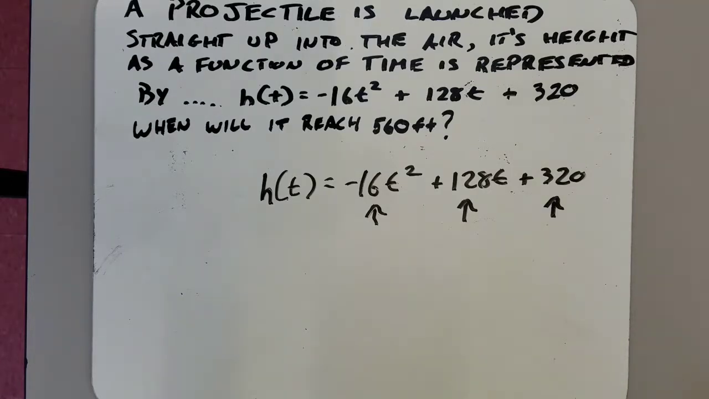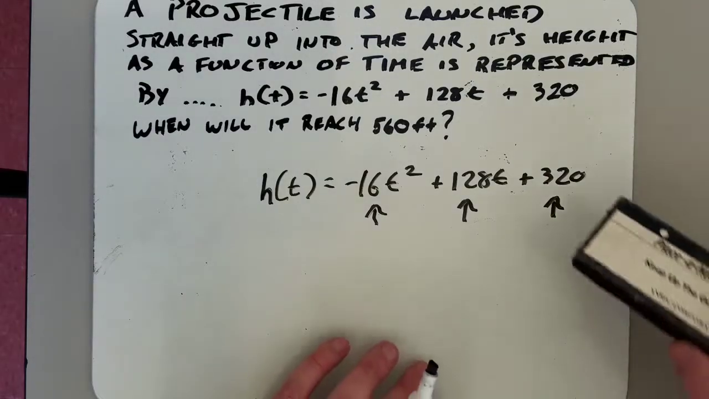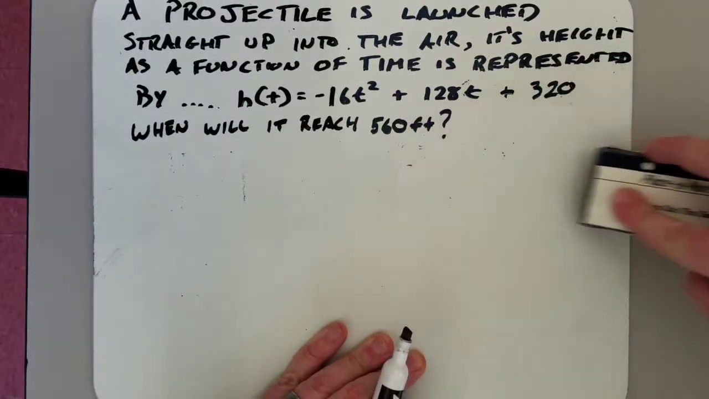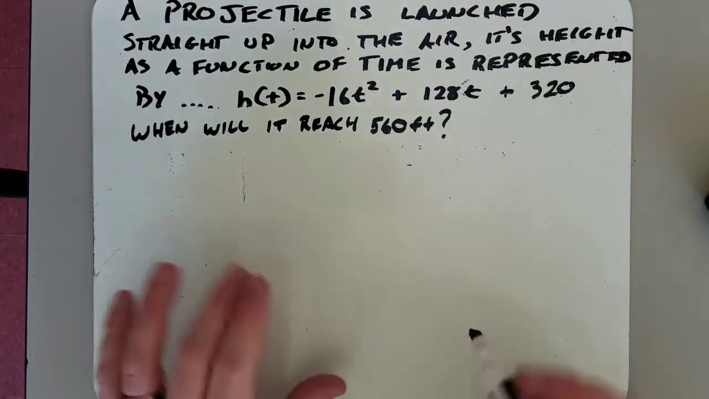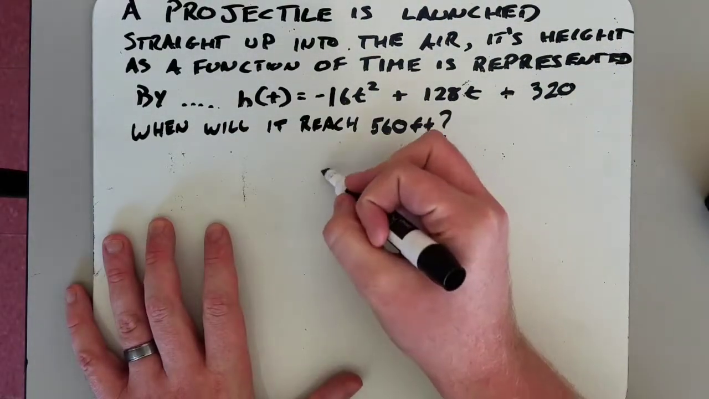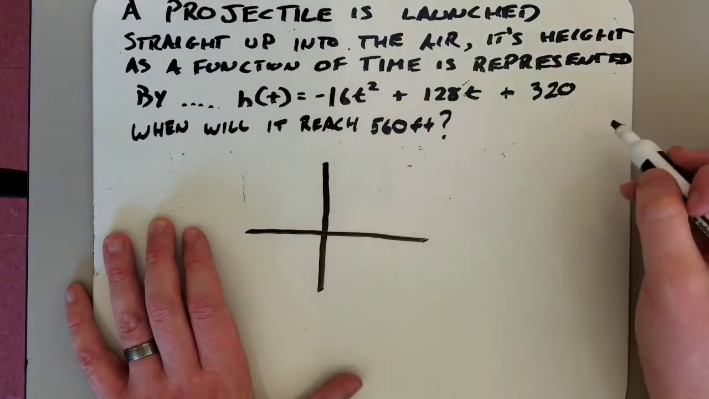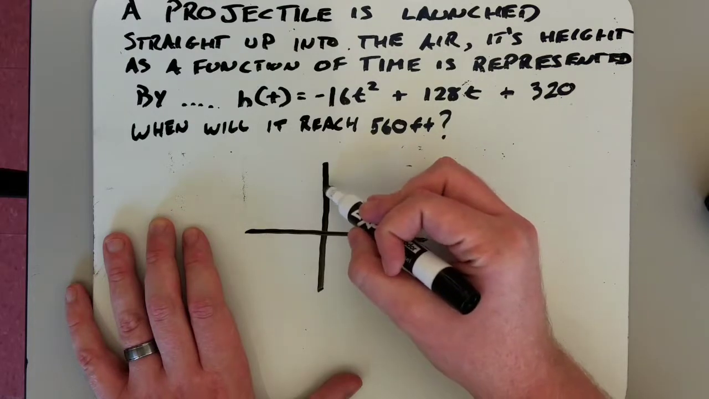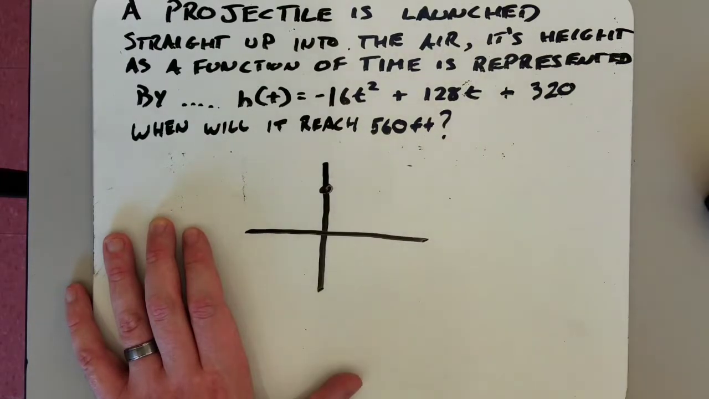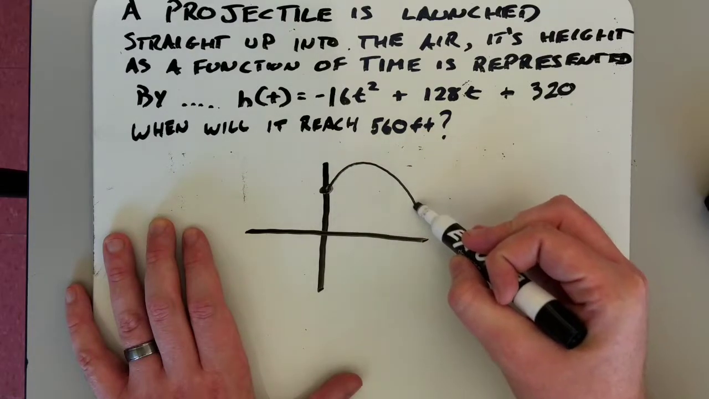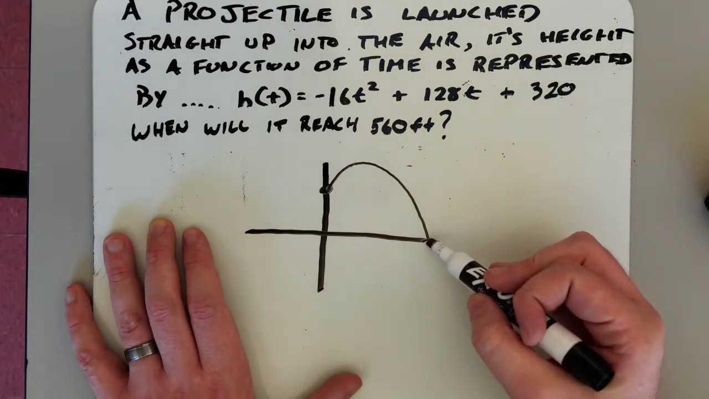So pretty much what they want to know is, when will this reach 560 feet? And here's the kind of tricky part, it's actually going to reach 560 feet twice. So if we think about what this graph would look like, again, we're starting at 320 feet, somewhere up here. And our graph will look something like this, where it's going to go up and it's going to come down.